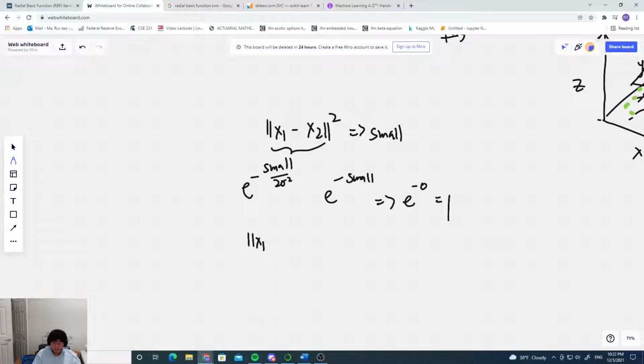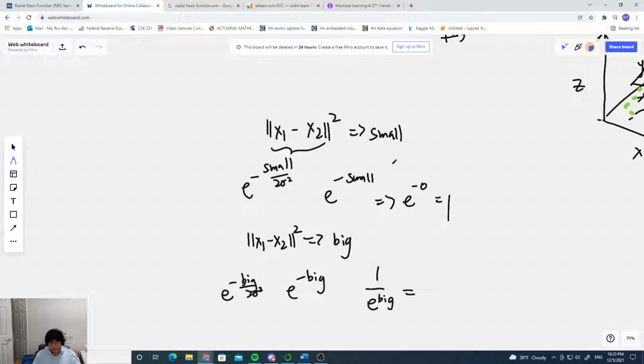Then we have this, which is really big. So then we have e to the power of something negative big over 2 sigma squared. Like I said, this just translates to e to the negative something big. And what's going to happen is this value becomes super, super negative, right? It's like writing 1 over e to the something big. And 1 over e to the something big is arbitrarily going to approach the value of 0, right? 1 over something really big is going to be 0.